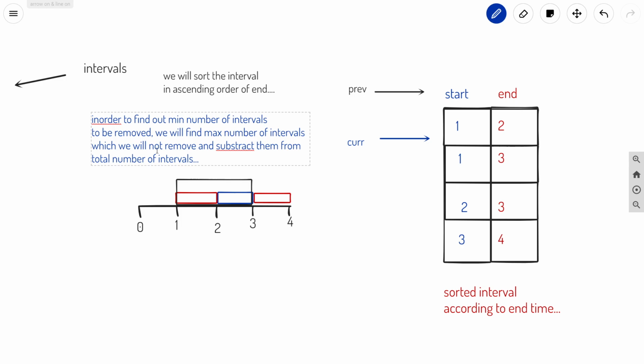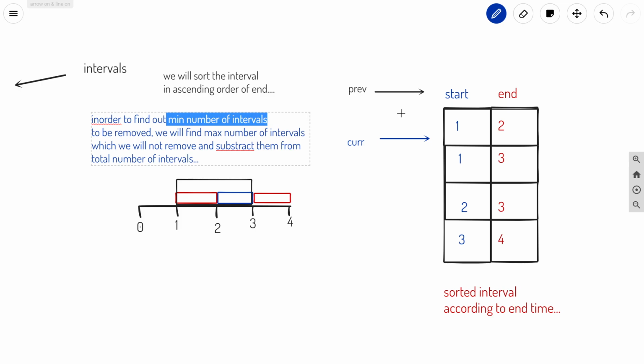So we have found out the maximum number of intervals which we will not remove, and what we have done, we have subtracted that number from the total number of intervals. So the total number of intervals was 4, and the maximum number of intervals which we will not remove is nothing but 3. So 4 minus 3 is nothing but 1. So in this way we will find out our minimum number of intervals which we will remove.